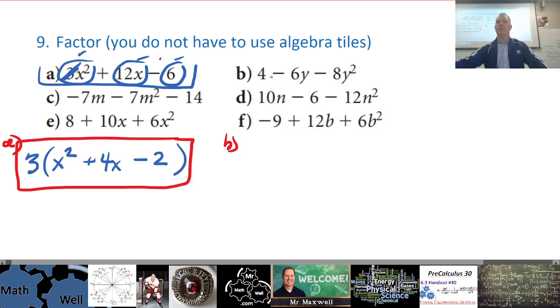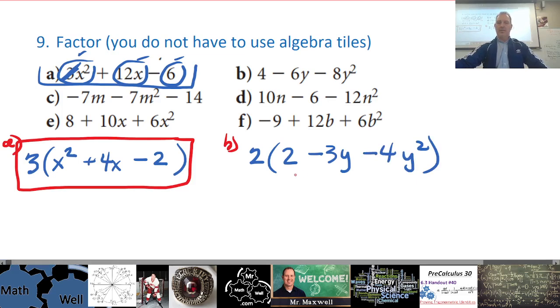There's no y in this term, so it's not a y. So 2, excellent. So 4 divided by 2 is 2. Negative 6y divided by 2 is negative 3y. Negative 8y squared divided by 2 is negative 4y squared.